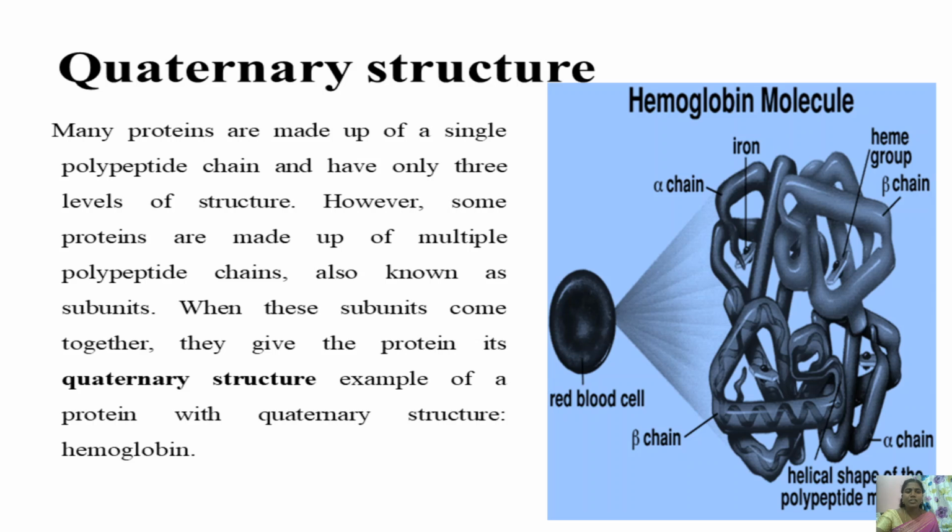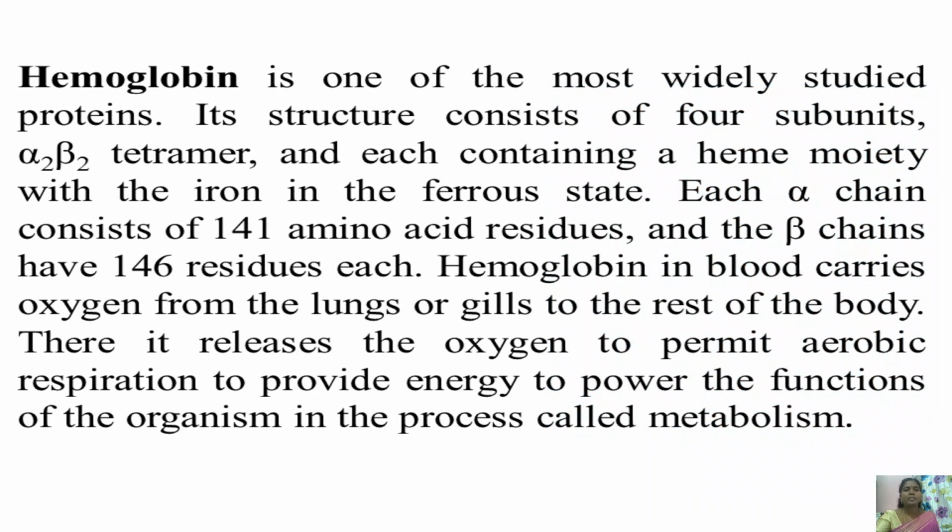And when these subunits come together, they give the protein its quaternary structure. An example of this is hemoglobin, where you can see 2 alpha chains and 2 beta chains, with the heme group in the center of the globin structure. This hemoglobin is situated in the center of red blood cells to carry out the function of transporting oxygen.